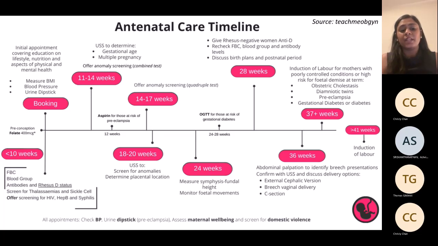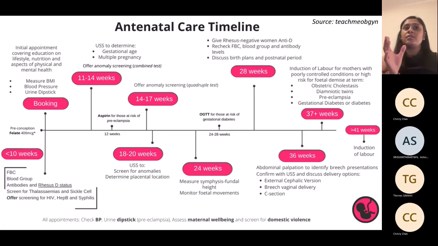The important things are really what is done in the booking appointment, at what point you can offer combined screening tests and quadruple screening tests, and what time the scans should be done, which we talked about: 11 to 14 weeks and 18 to 20 weeks for the anomaly scan. And 28 weeks tends to be the important point for rechecking bloods, such as full blood count, group and rhesus status, giving anti-D, and also things like an oral glucose tolerance test is done roughly around this gestation.